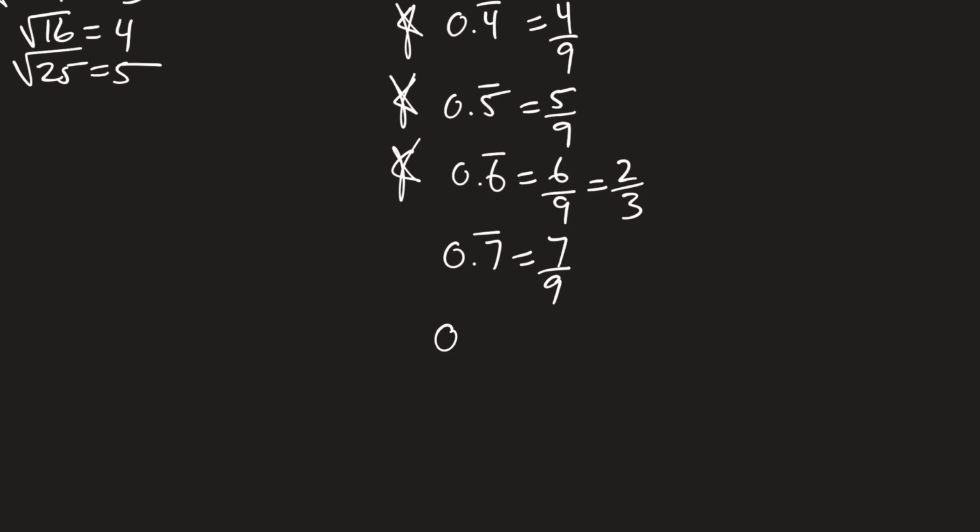So 0.8 repeating is 8/9, and 0.9 repeating is, oh man, what is that? Well, if you follow the pattern here, that should be 9/9, or 1.